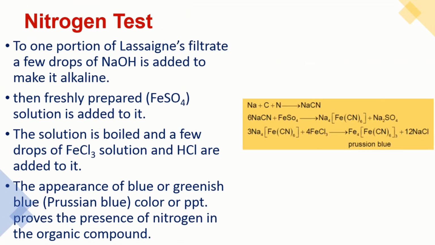So first we come to the nitrogen test. We take one part of the Lassaigne's solution and we add a little bit of sodium hydroxide to make it a little alkaline, meaning basic. Then we add ferrous sulfate solution into it. And then this solution is boiled and a few drops of FeCl3 and HCl are added. So look at the chemistry which is going on in this reaction.